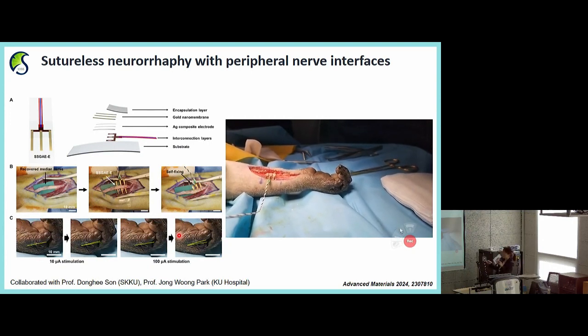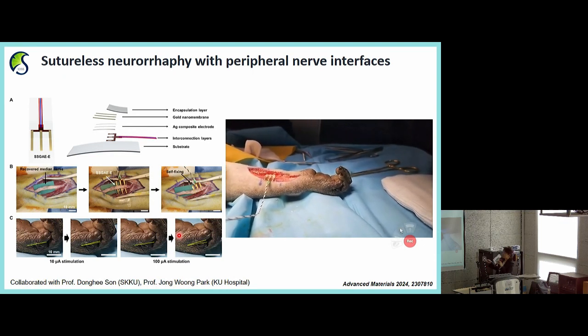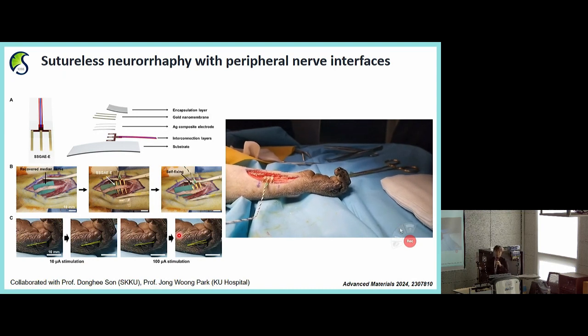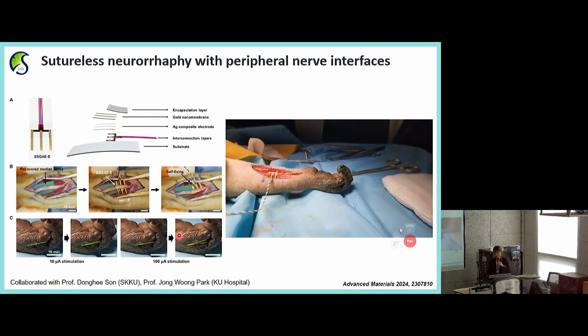So you can see here, using our patch, we can stimulate the nerve tissues, and we can also see the thumb muscle movement like here. So using this electronics-based method, we are still conducting the experiment for enhanced nerve repair.